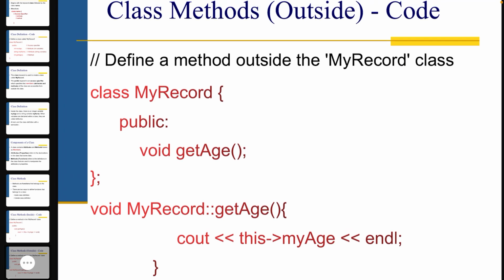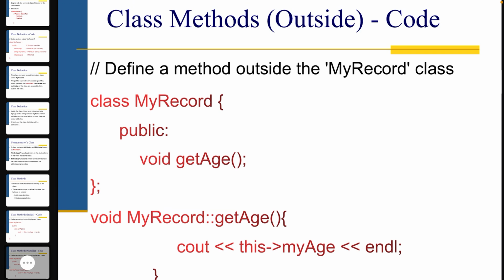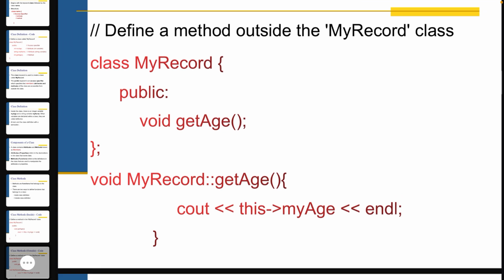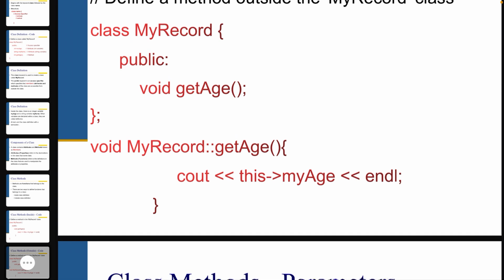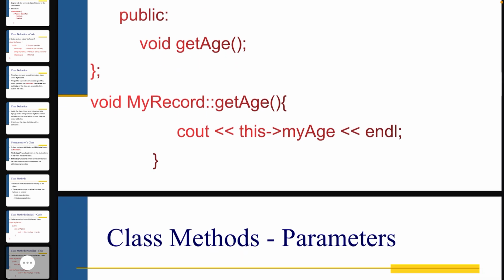And this is the outside one, whereby you write your code, then you bring void MyRecord::getAge, defined outside the class MyRecord. Then you cout the same thing as we did, then also you close it.